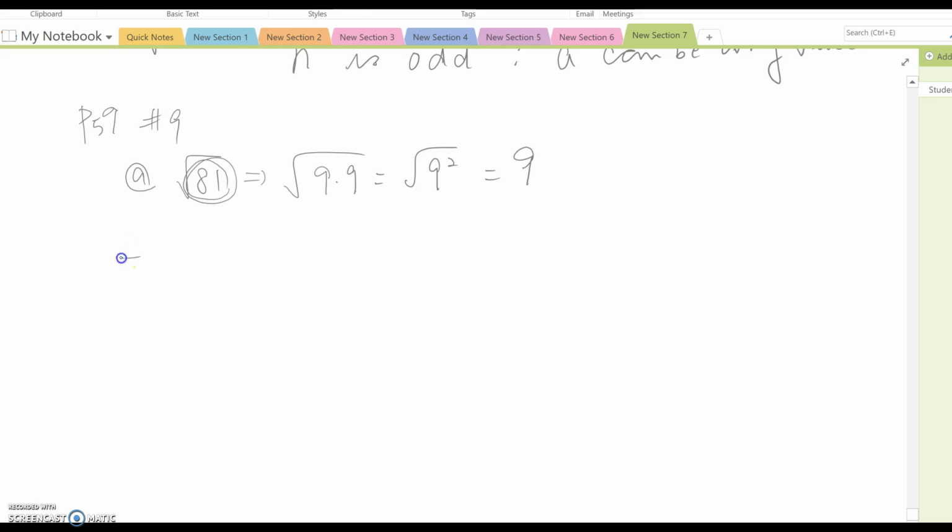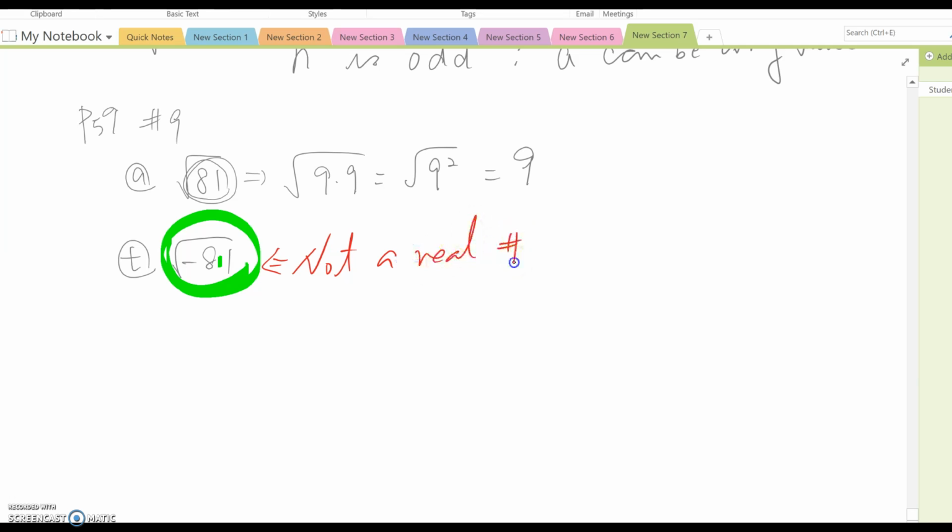Then what about the b case then? The question gives you root negative 81, right? Since it is the square root, inside must be a positive value. Therefore, this case is not a real number.